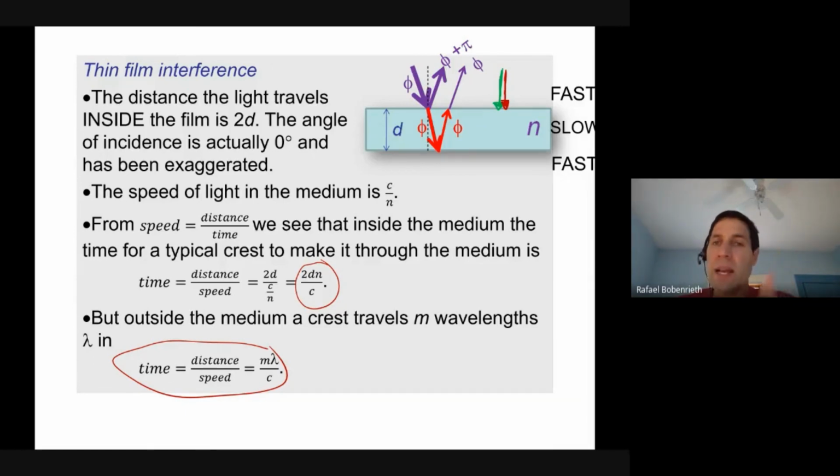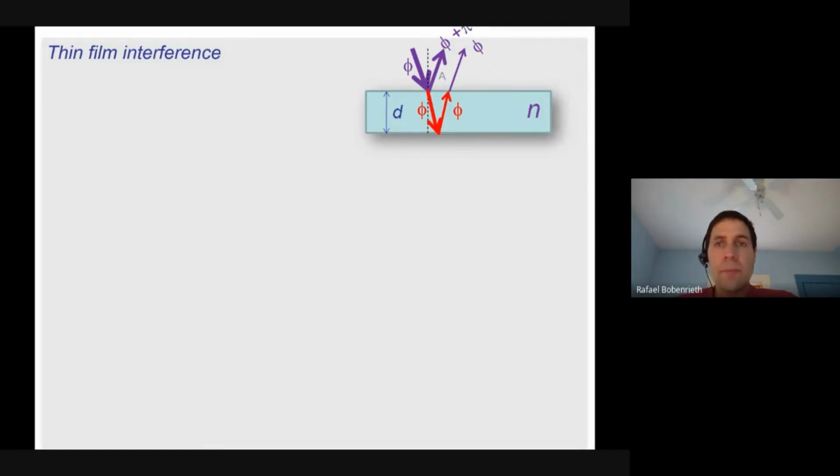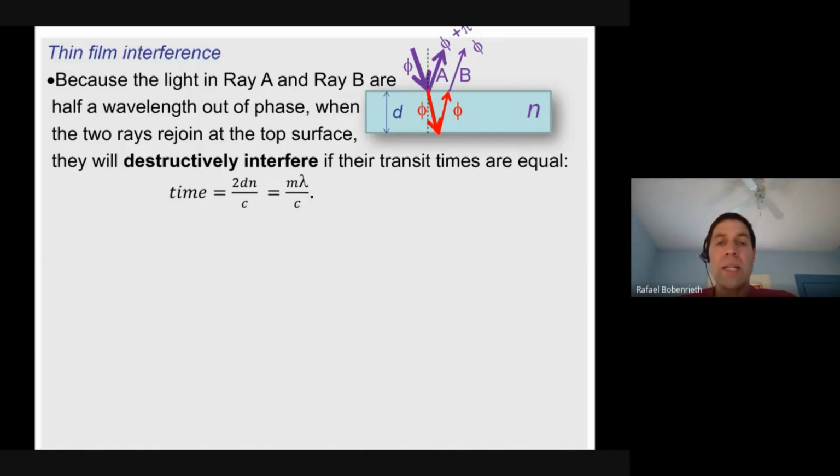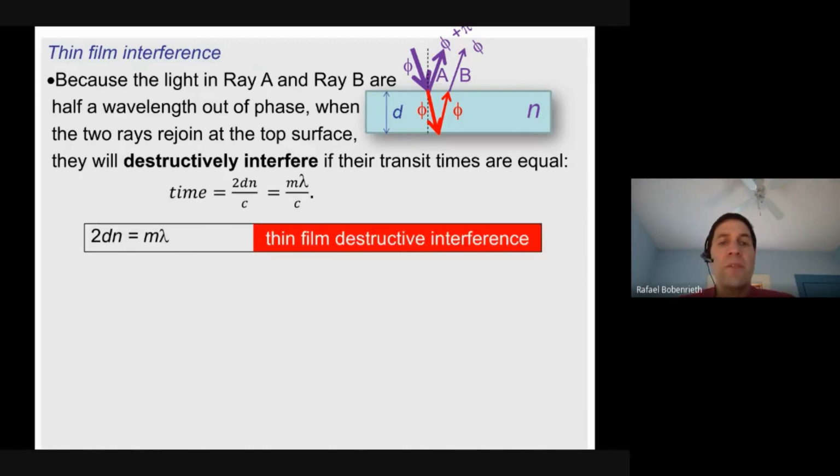And remember, if this time lapsing is the same, if we set these equal to each other, that means the waves are actually meeting at the same place at the same time. And so notice if we set these equal to each other, what do we get? We get the scenario where there is basically a set of conditions where if this is true, if 2dn over c equals m lambda over c, then I have 2 waves meeting that are out of phase with each other, 180 degrees out of phase. We're going to get destructive interference.